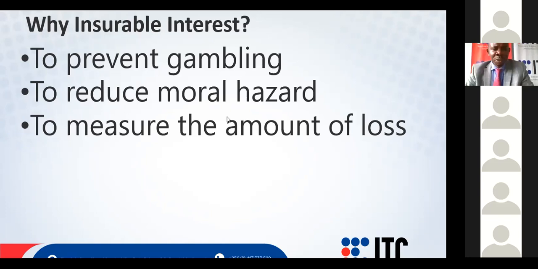Then to measure up the amount of loss. Yes, still this is also another principle, another concept that we always get.